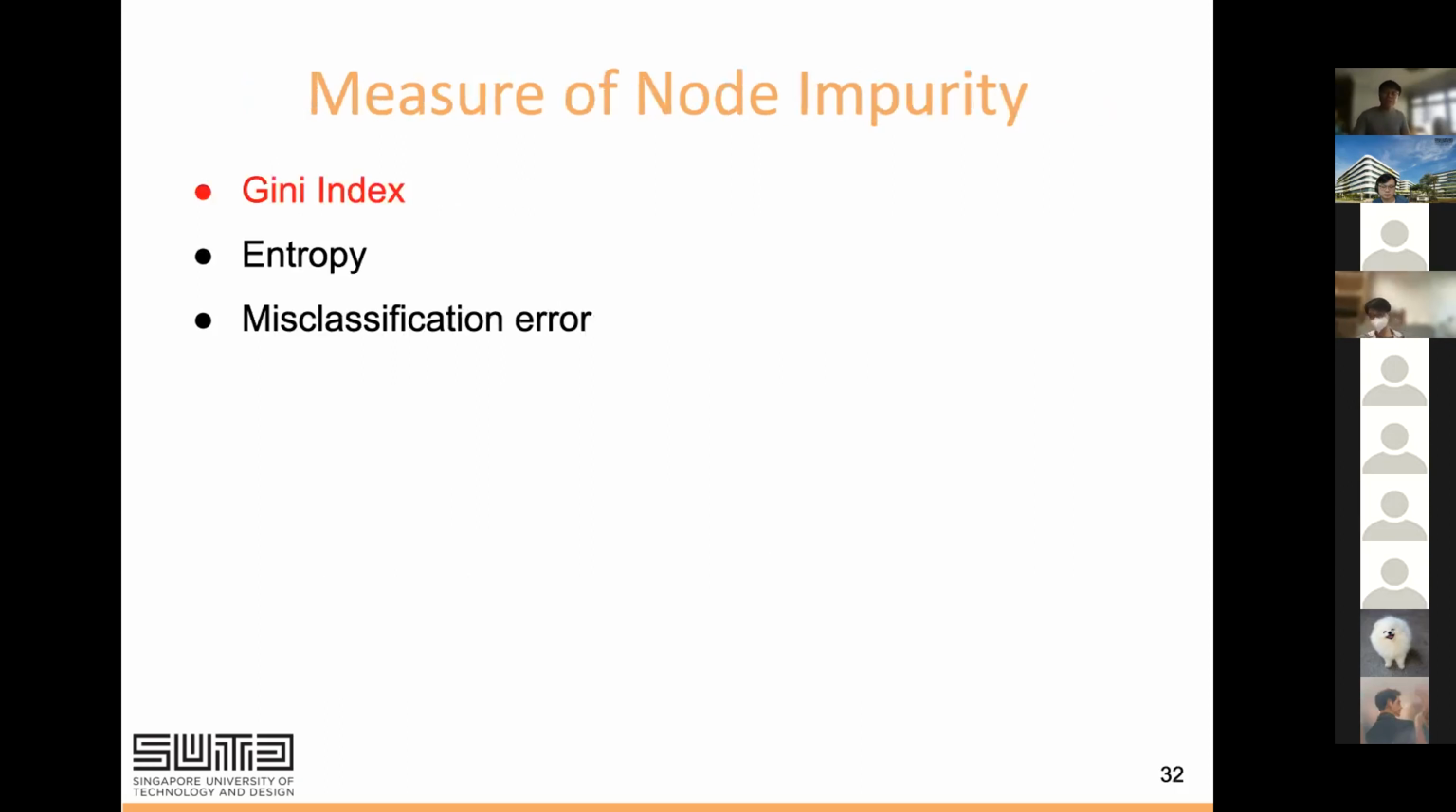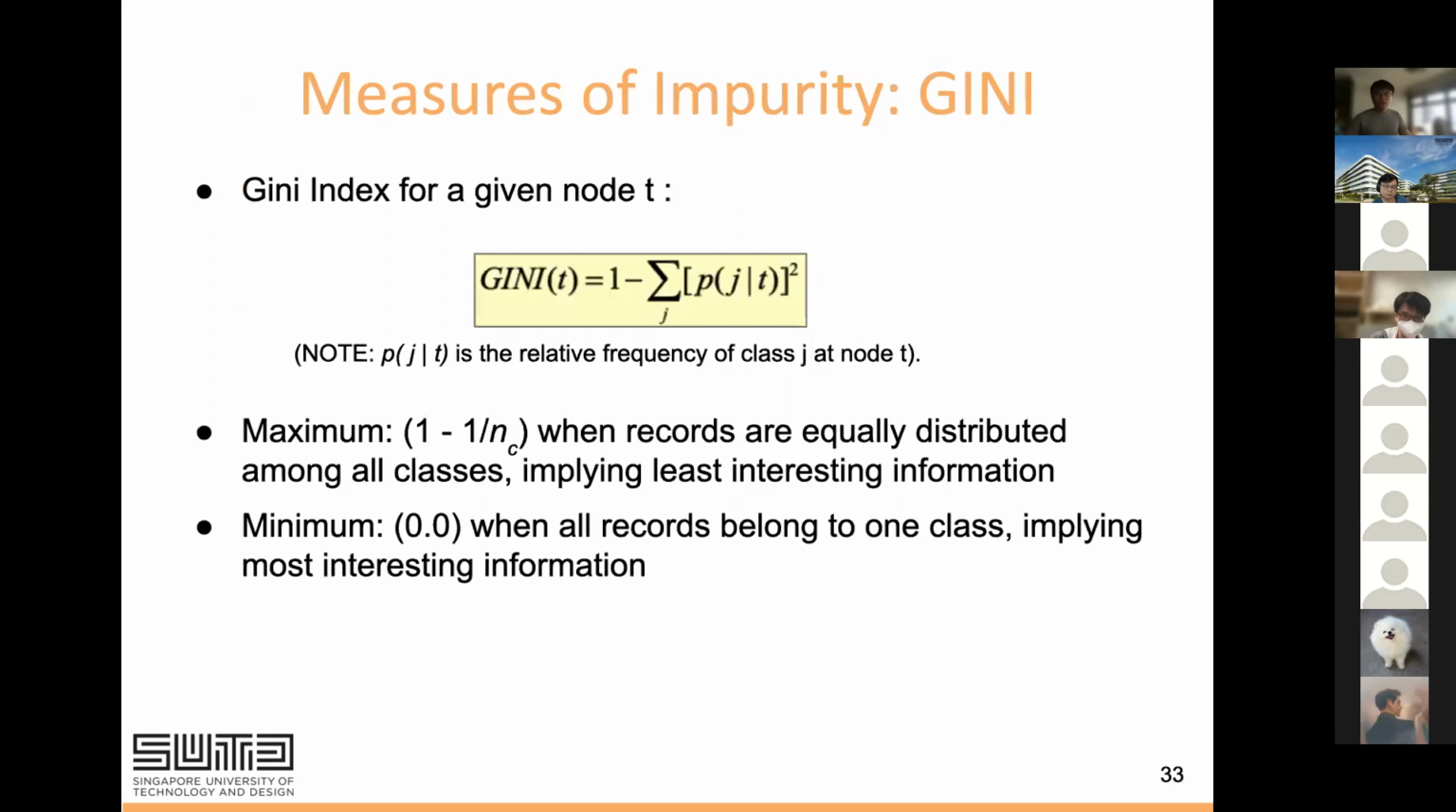Okay, so now if you take a look at the measure of node impurity, we have 3 different kinds: Gini index, entropy, and classification error. For the purpose of this micro workshop, we will simply focus on the Gini index, which is one way to determine the node impurity. So the measure of impurity that we use here is the Gini index. Essentially, we are just subtracting the sum of squared class probabilities from 1. That's the idea.